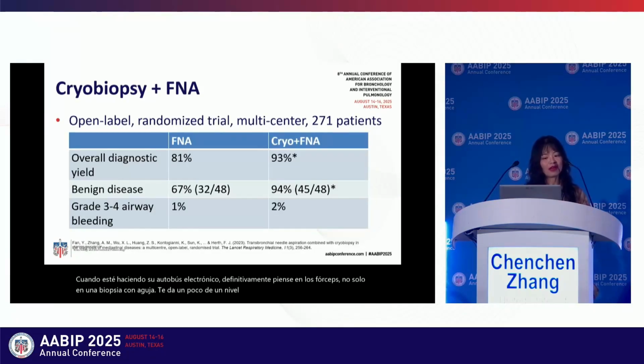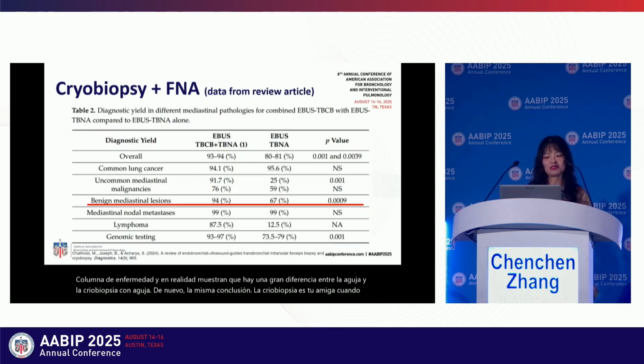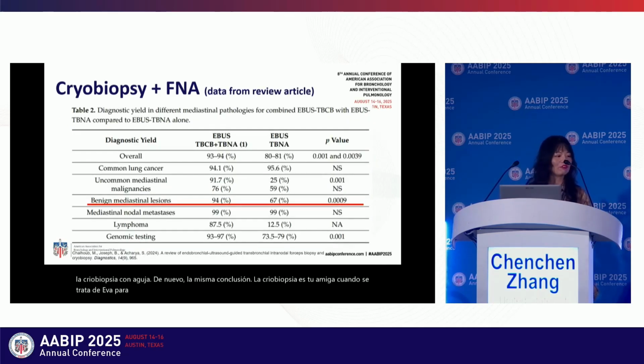And then for cryobiopsy, as you can see here in this paper, they found that if you combine cryobiopsy with needle, you get a diagnostic yield in the 93% range, which is really, really nice. And if you take a look at the benign disease column, it shows that there is a huge difference between needle alone versus needle plus cryobiopsy. Again, same conclusion: cryobiopsy is your friend when it comes to EBUS to diagnose benign diseases. Same thing here. For the sake of time, I would just skip that.